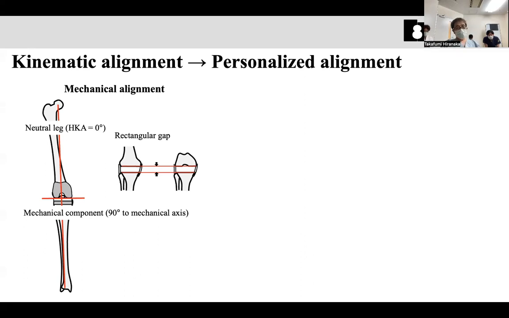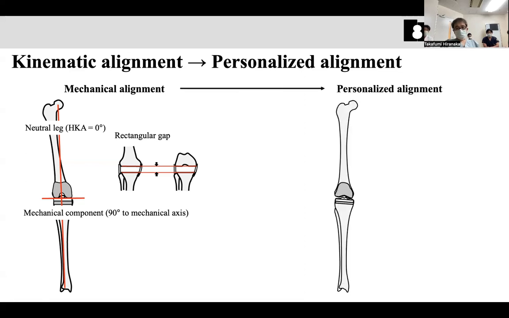So for a long time we have aimed at this perfect or ideal situation as a goal of total knee arthroplasty. But in fact, the leg is not neutral in most patients, and the joint line is inclined medially around 3 degrees, and the joint gap is not parallel, especially in flexion. So the concept of personalized alignment came along.